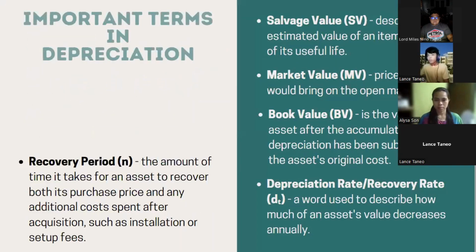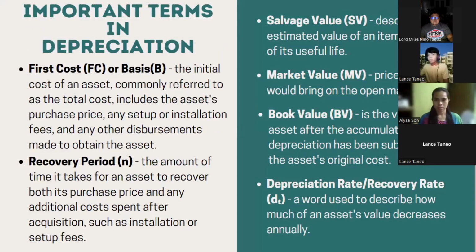Before we start the actual discussion, we must know the important terms used in depreciation. And these are the first cost or basis. It is the initial cost of an asset, commonly referred to as the total cost, and includes the asset's purchase price, any setup or installation, or any disbursement to obtain the asset.